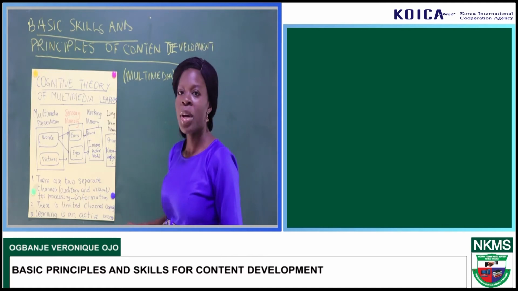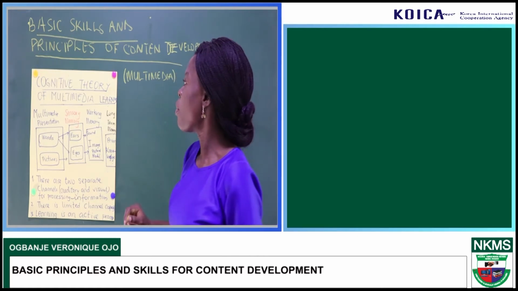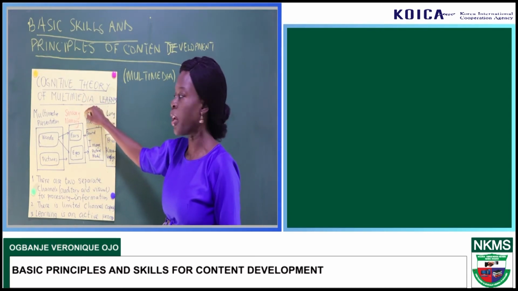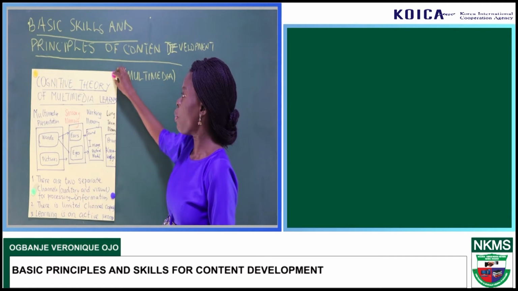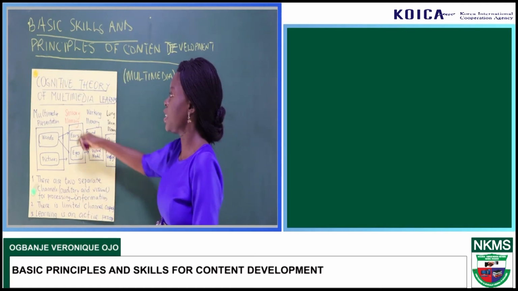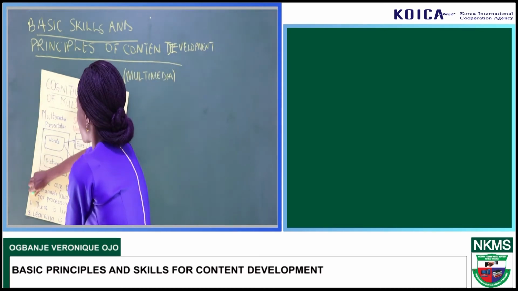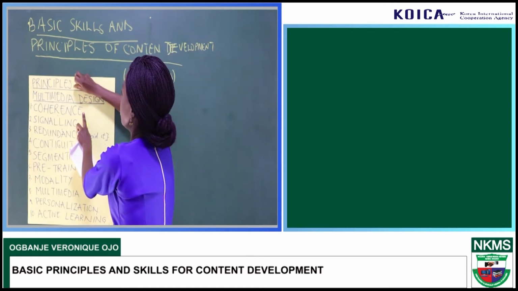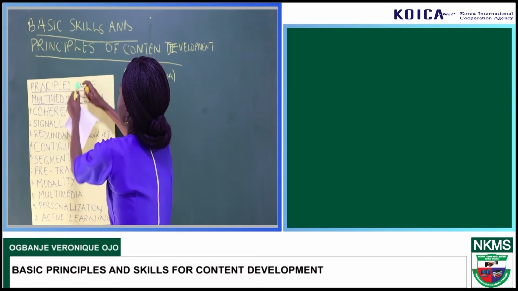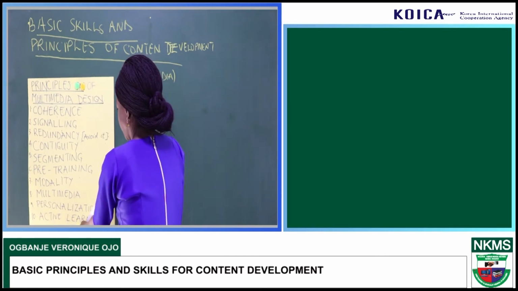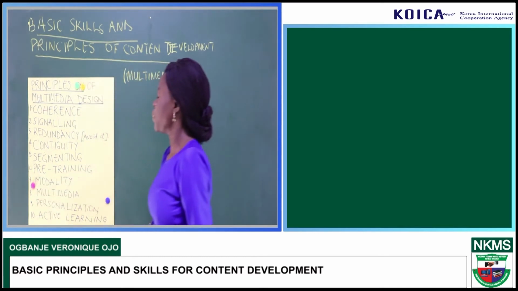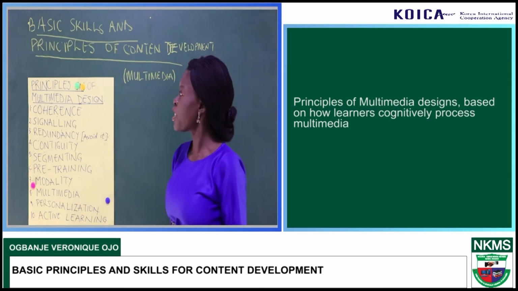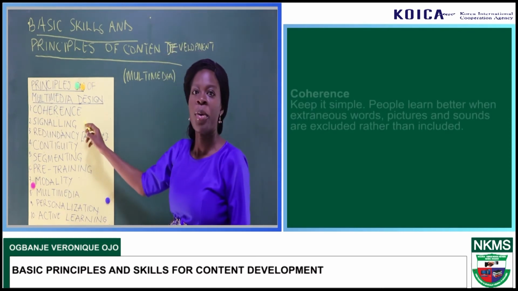Then I would like us to look at some of the principles of multimedia content development, still based on this theory. So we'll flip this chart so that we can see some principles. Okay, so principles of multimedia design. The first principle I would like us to look at is coherence.